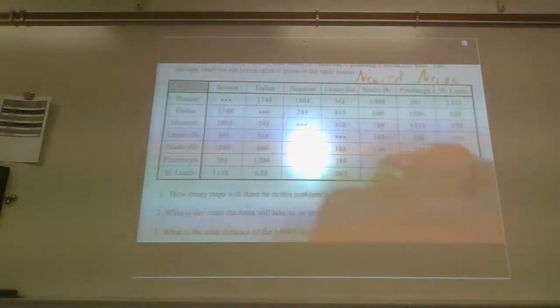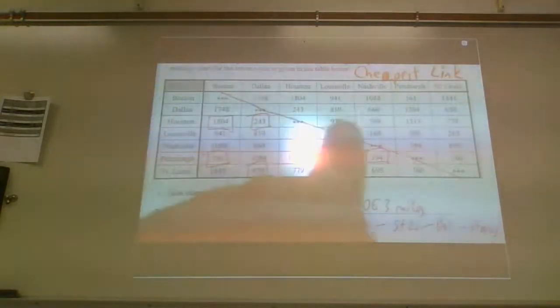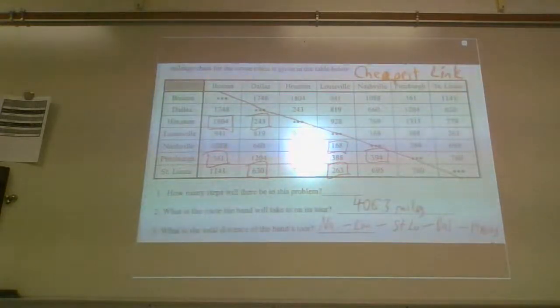Here's the information that we did on cheapest link, where I only focused on one half of that chart, and I found the smallest connection that I could make, and then I mapped it out scratchwork style on the side until eventually we made one giant loop, starting in Nashville.